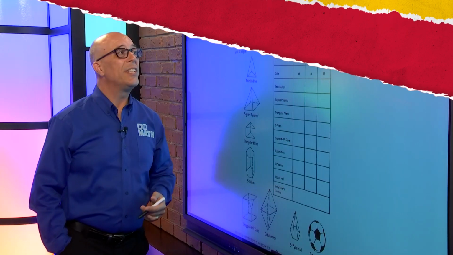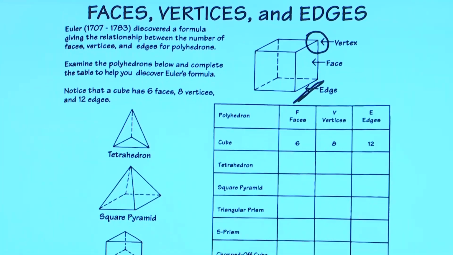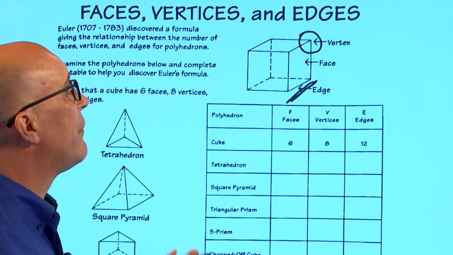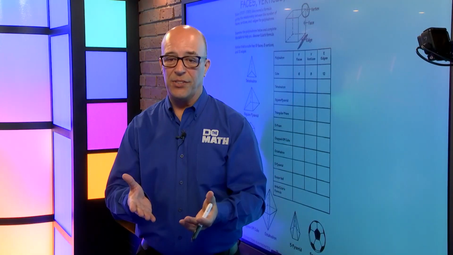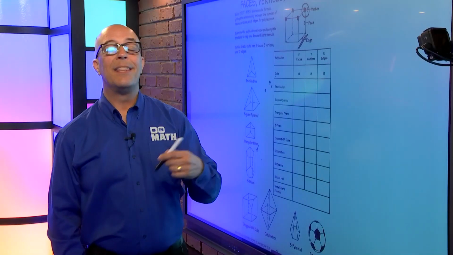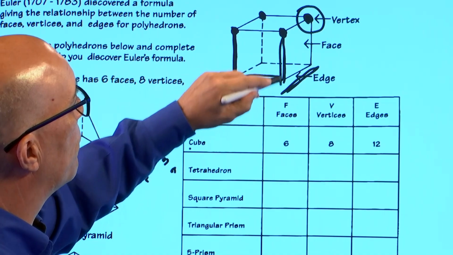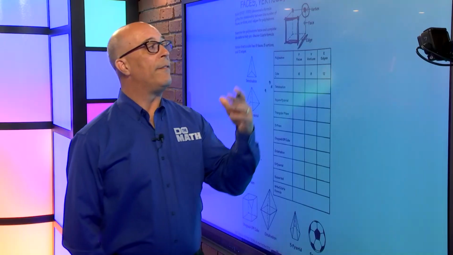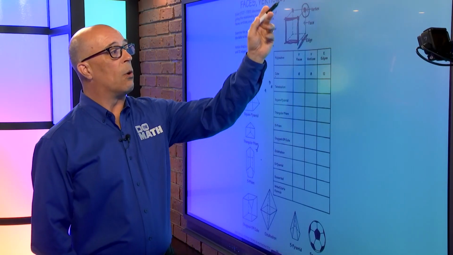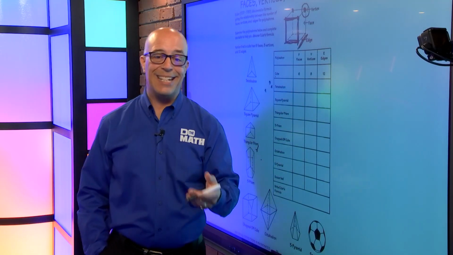What Euler did is he came up with a formula to discover the relationship between all of those. So if we have a cube, which we have right here, we can see the number of faces. There are 6 faces to a cube. The vertices are 8. The edges, so there's 1, 2, 3, 4. If you have all of these edges and you go all the way around it, you're going to have 12. So we can see that the numbers are 6, 8, and 12.